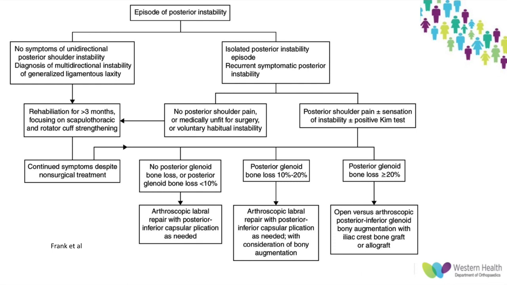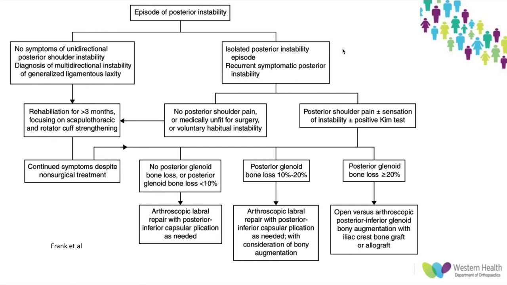This is a JOS article by Frank et al. that proposes a treatment algorithm of posterior shoulder instability. On the left-hand side, there's those patients who don't have symptoms of unidirectional instability but have multidirectional instability or generalized ligamentous laxity. And these patients are referred for rehab and physiotherapy.